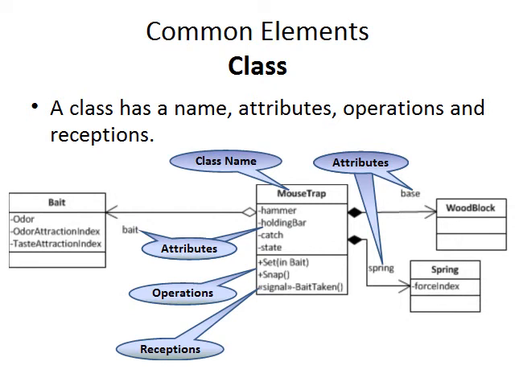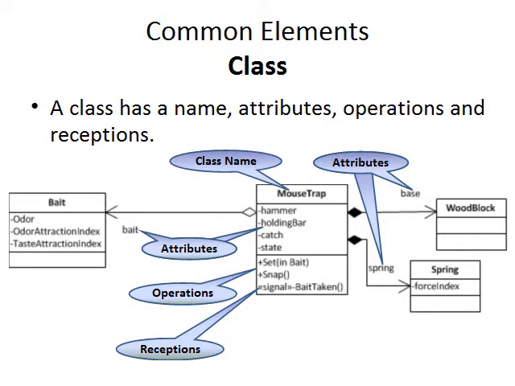And it shows their relationships through what are called associations, and I'll talk more about associations later. So you can see that a mousetrap has a base, which is of type woodblock. It has a spring, which is of type spring, and it has bait that's associated with it. Each of the classes also has attributes, so you can see that the hammer, holding bar, catch, and state are attributes. Also, attributes are base, spring, and bait for mousetrap.